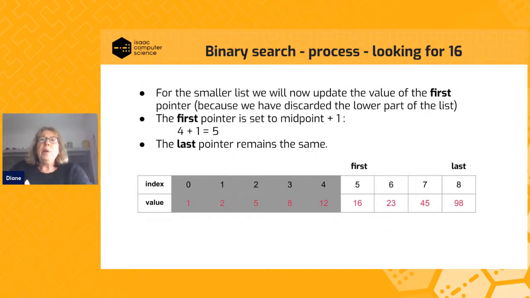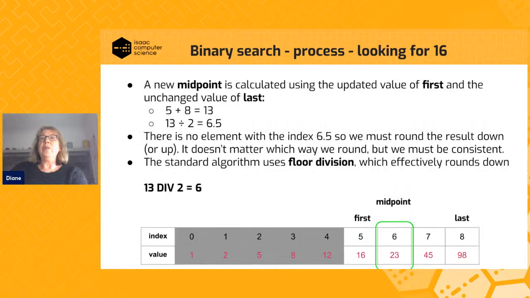And now we have a smaller list. So we have a new problem, a much smaller problem, which is finding the item in this smaller list. So we're going to adjust the pointers. We don't have to adjust the last pointer because the last position is the same, but we do need to adjust the first pointer. And what we're going to do is add 1 to the midpoint. So the midpoint was 4, we add 1, the first item is 5. And as I said, the last pointer remains the same. And our list is now everything from slot 5 to slot 8 of the list that we've got.